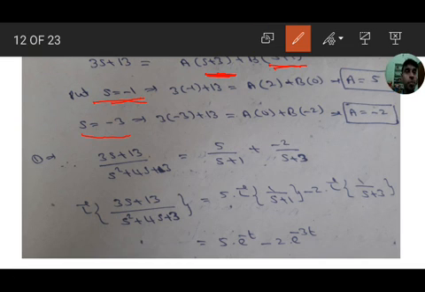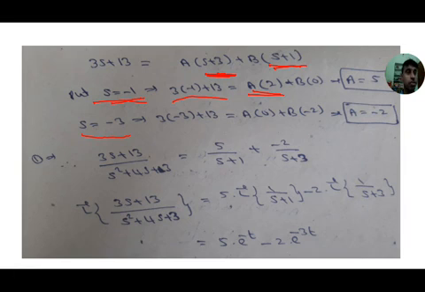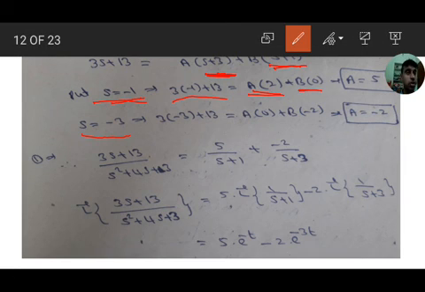Then 3 into minus 1 plus 13 equal to a into (minus 1 plus 3), that is 2, plus b into (minus 1 plus 1), that is 0, b into 0. This 3 into minus 1 means minus 3, plus 13 means 10. This value is 10, 2 into 5. Therefore a equal to 5.